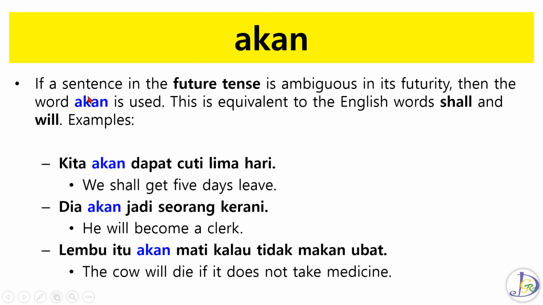Akan. If a sentence in the future tense is ambiguous in its futurity, then the word akan is used. This is equivalent to the English word shall and will. Examples. Kita akan dapat cuti 5 hari. We shall get 5 days leave. Cuti, leave, vacation or holiday. Dia akan jadi seorang kerani. He or she will become a clerk.